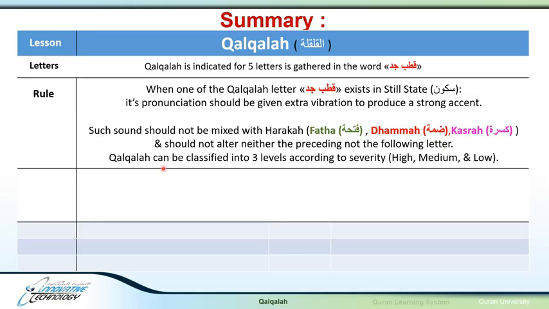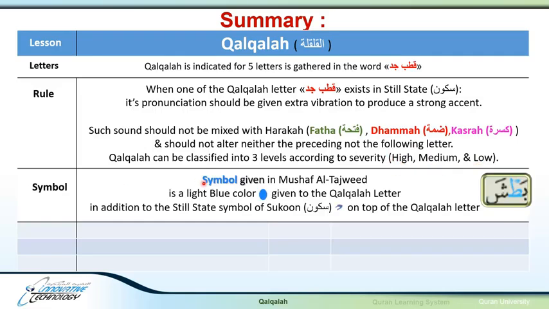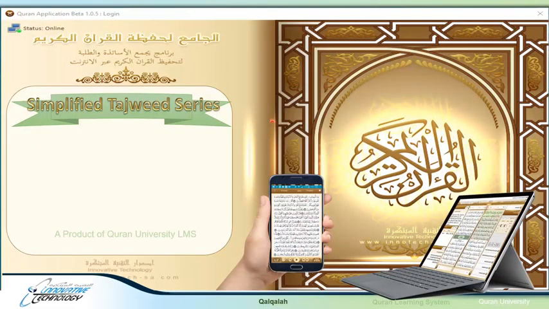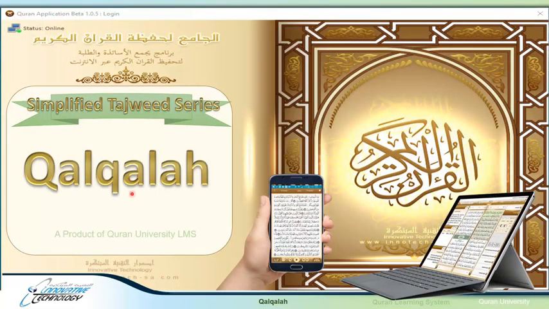Qalqalah can be classified into 3 levels according to severity: high, medium, and low qalqalah. The symbol used is to give the qalqalah letter a light blue color, plus giving it a sukoon sign, as we see here. And then we took several examples to illustrate al-qalqalah, such as al-haqq, muhit, al-hajj, ashad, and others. And with this summary, we reach the conclusion of this lesson on qalqalah.